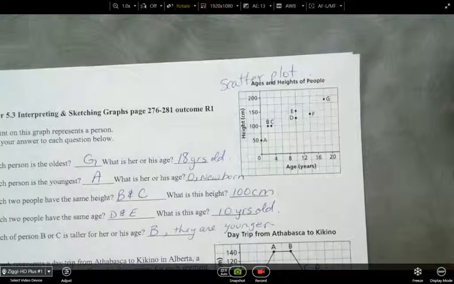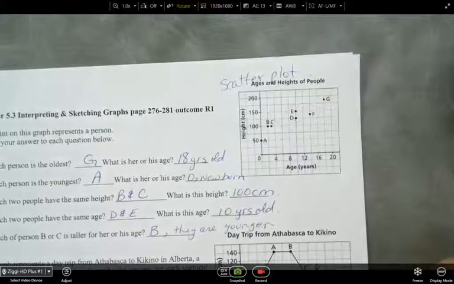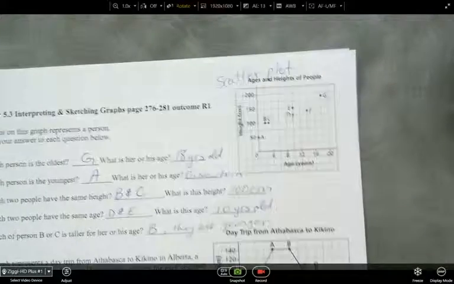Now, would it make sense to connect these dots together? No, because there's no connection here, right? It's separate pieces of information. They're not like moving into each other or going from one place to another.